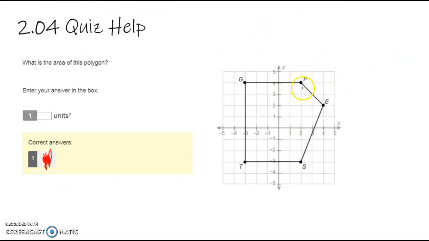One more I want to look at. What's the area of this polygon? First, we need to think about how to divide this up. Anytime you see a rectangle or a square, you would just want to utilize that. So we have a square and then our rectangle, and then we have a triangle, this big triangle in here with a nice height that we can count. So we're going to find the area of the rectangle.